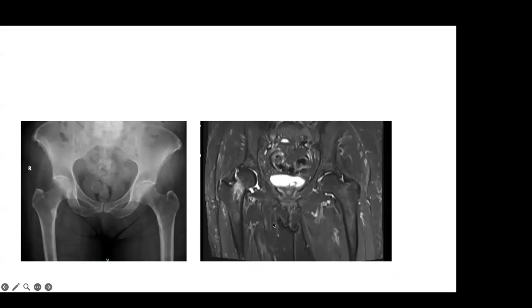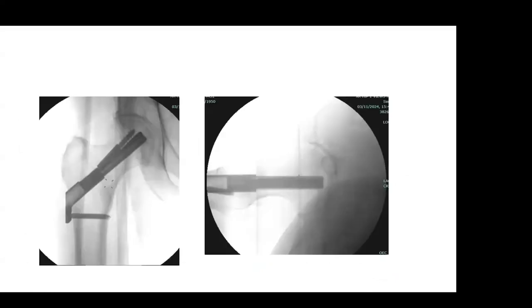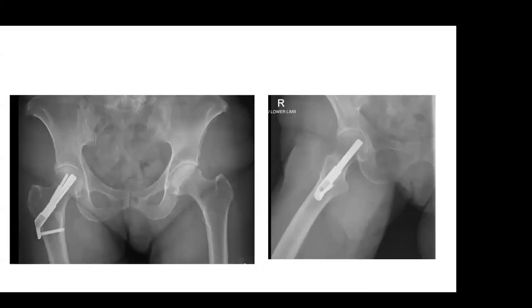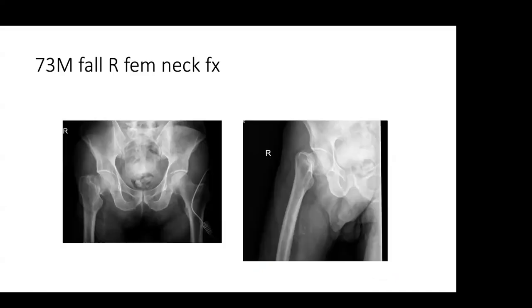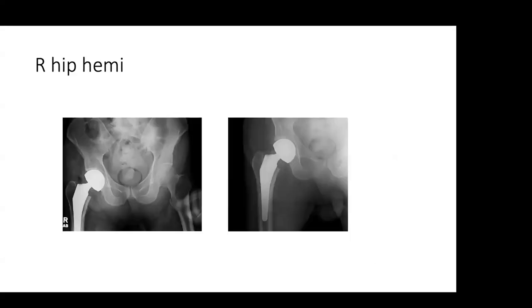Okay, so just some cases. So this is a patient with an MRI positive, X-ray negative femoral neck fracture that was treated with an FNS. Okay, this is her post-ops. She actually wound up doing really well. This is a patient that had a fall that had a femoral neck fracture and had a hemiarthroplasty.